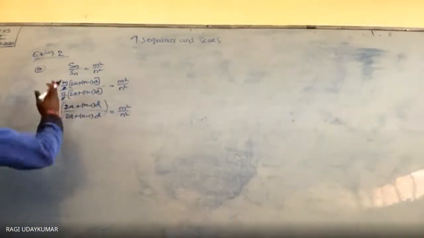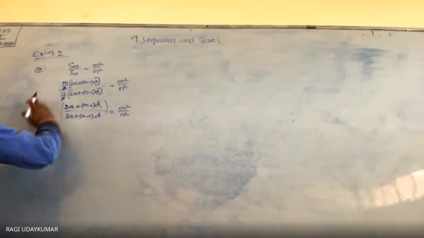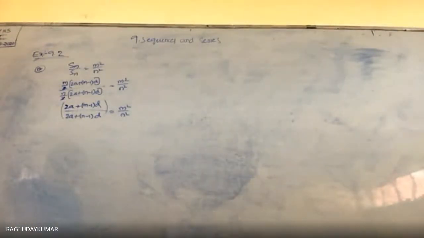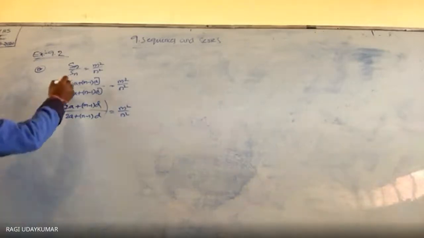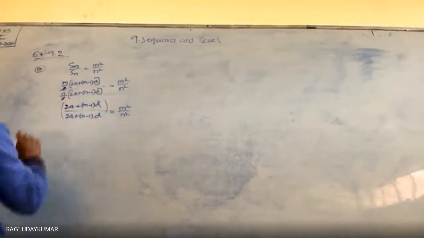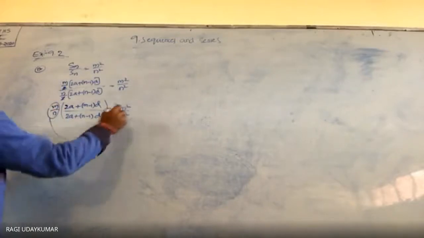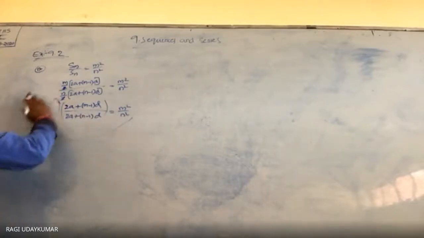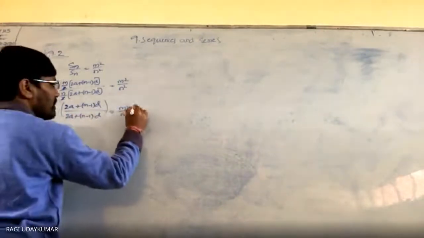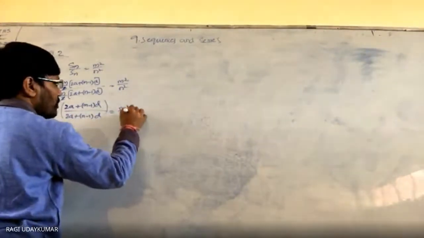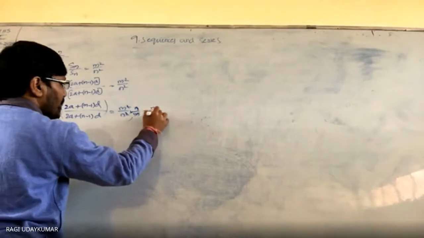N by m, if you take it to the right side, what do you get? Here m by 2 by m by 2, so here m by n you are getting. M by n, if you take it to the right side, you are going to get n by m. So this is n by m. Square will get cancelled, which is equal to m by n.